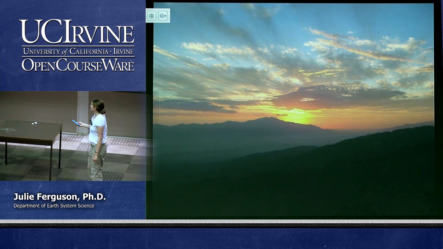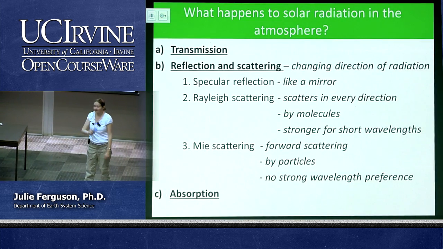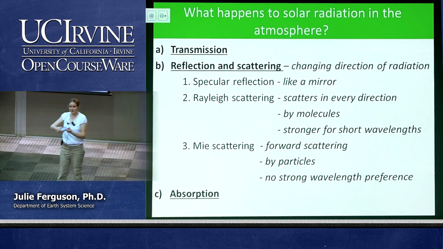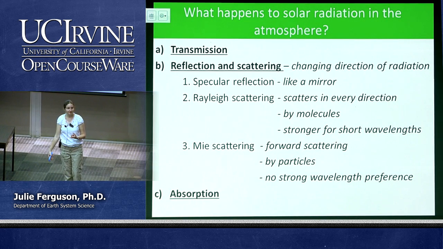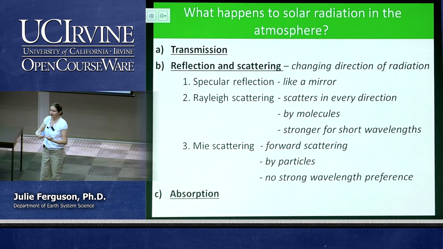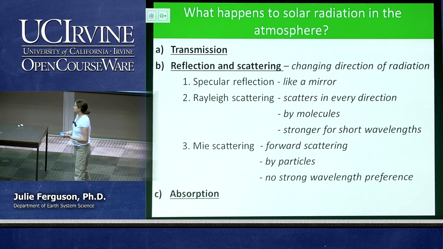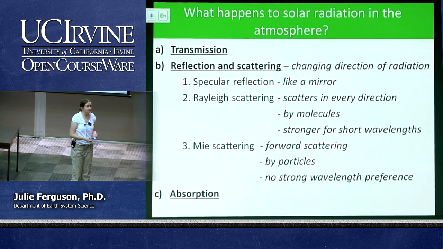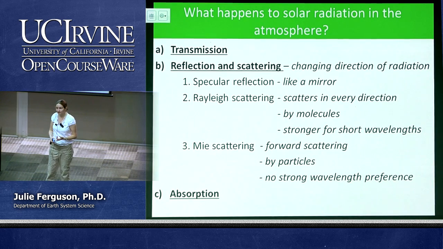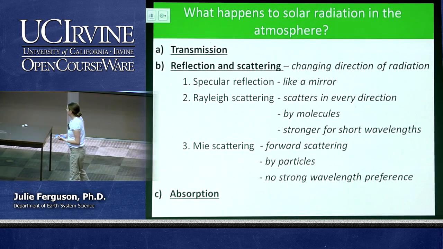So that's Mie scattering. Okay. So we have transmission, things coming straight through. We have scattering and reflection from different surfaces, from gas molecules, from particles. And lastly, we have absorption. A certain amount is absorbed, okay?